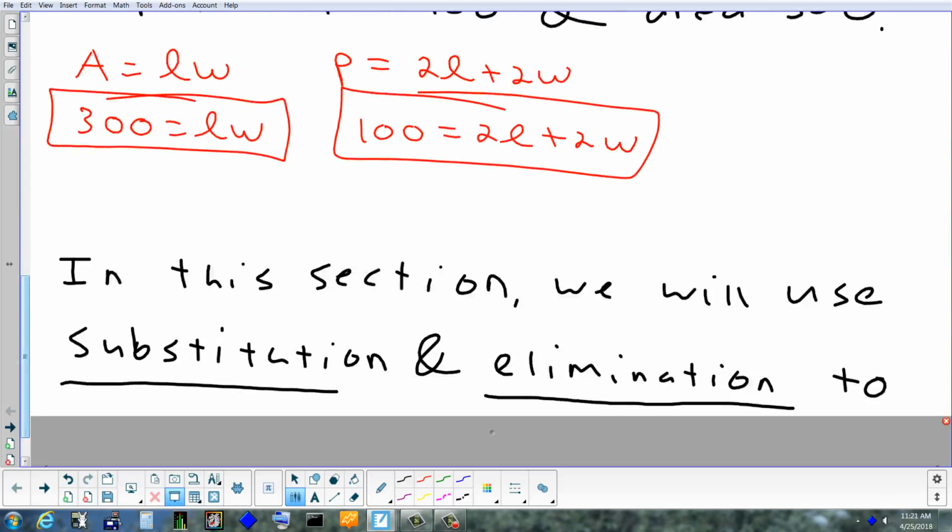So there's a couple different methods you can use when you're solving systems. We're going to focus on substitution and elimination. Both methods work. One of these methods is a little bit better to use when things start getting more complicated. But if you have a relatively simple problem like this one, you could try to figure it out with either method.